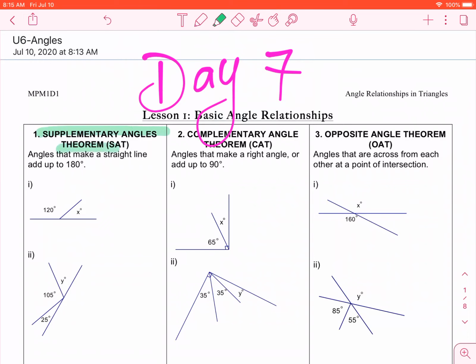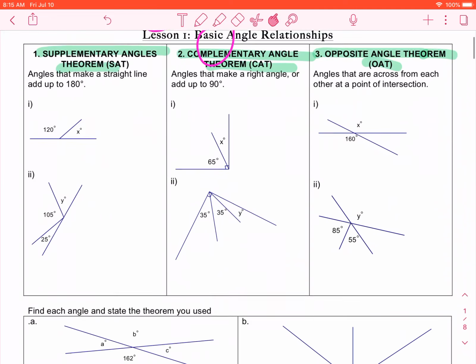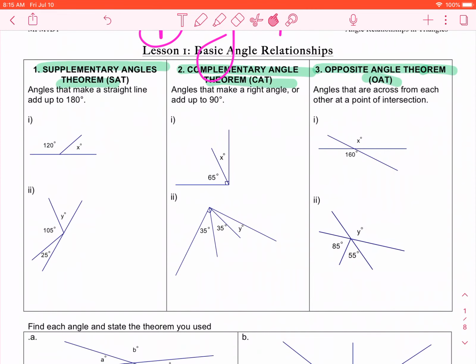Okay, so here we go. There's a couple of angle theorems, and this is the more fun type of unit. I guess that's what my students always say about angles. Okay, an angle relationship: angles that make up a straight line we call SAT, because we know all straight angles add up to 180.